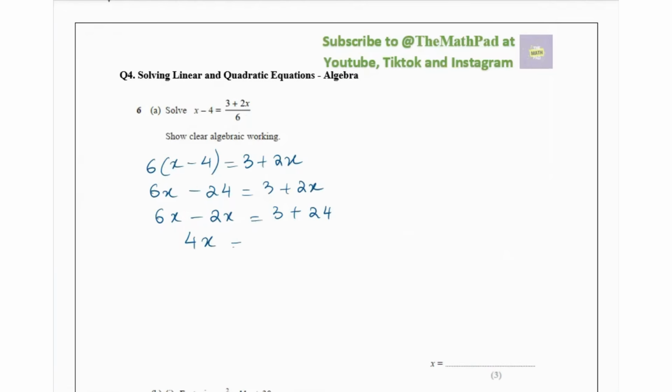So that's 4x equals 27. Then x is going to be 27 divided by 4. You can leave it as an improper fraction, you can convert it into a mixed number or a decimal. Either way, it's correct.